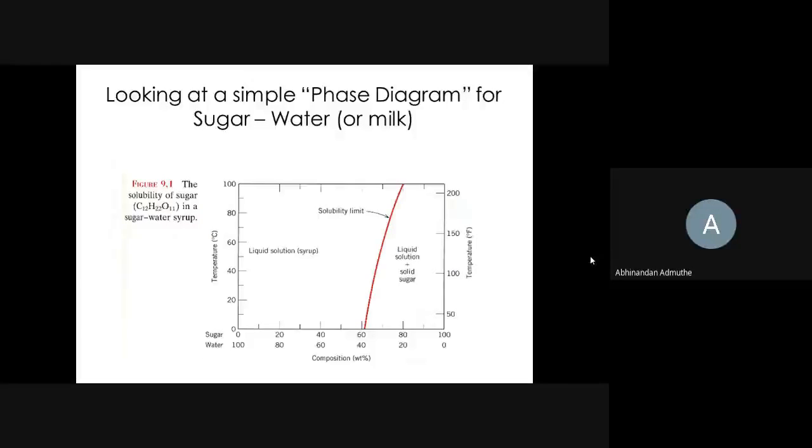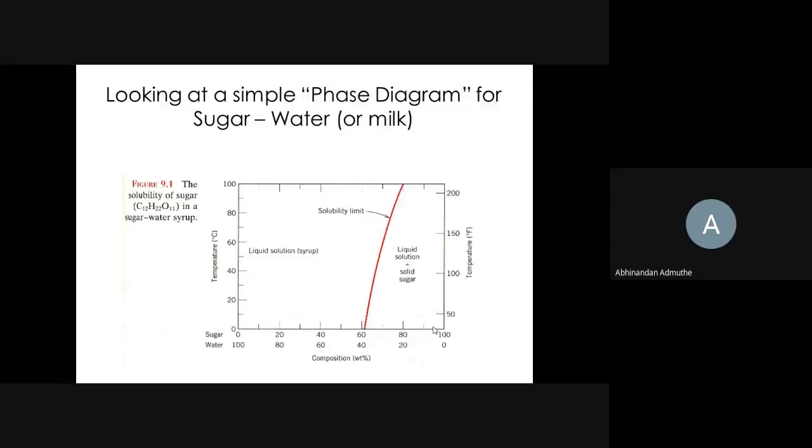Looking at a simple phase diagram for a sugar water system. The terminology is very simple to understand. The vertical axis is always temperature and the horizontal axis is the composition. You can see two vertical axes, where this end is 100% water and this end is 100% sugar. From left to right, the percentage of sugar continuously increases.